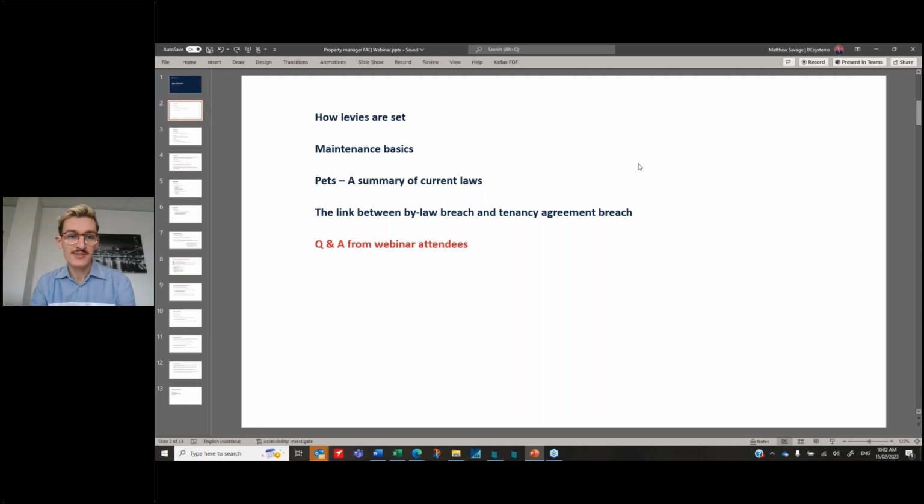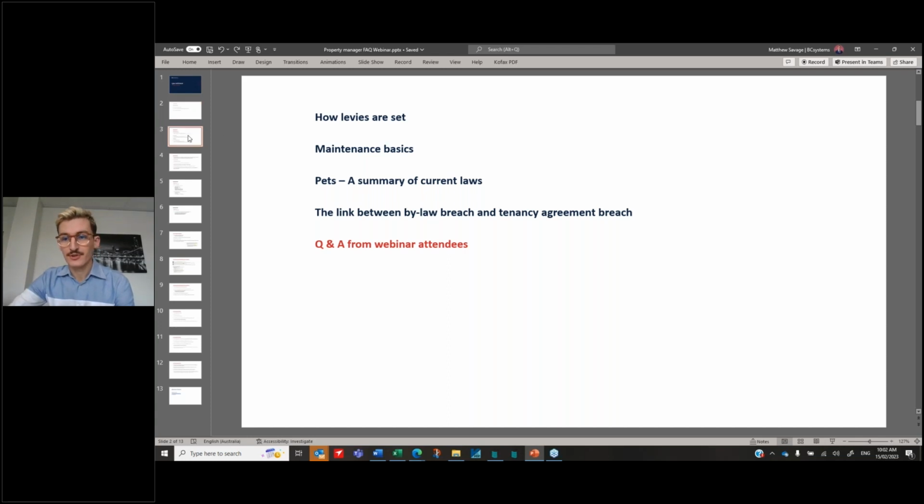The topics that we'll cover today are how levies are set. I'll give you a quick overview of the body corporate manager's perspective on levies and some of the things that it'd be good for you to keep an eye on. We'll cover some maintenance basics in the various types of format plans in Strata in Queensland. We'll cover pets, a summary of the current laws and how pets are working and how we see things happening at the moment. We'll discuss the link between bylaw breaches and tenancy agreement breaches, what you can do and how you can be empowered to help ensure compliance within the complexes that you're involved with, and then we'll go through the Q&A.